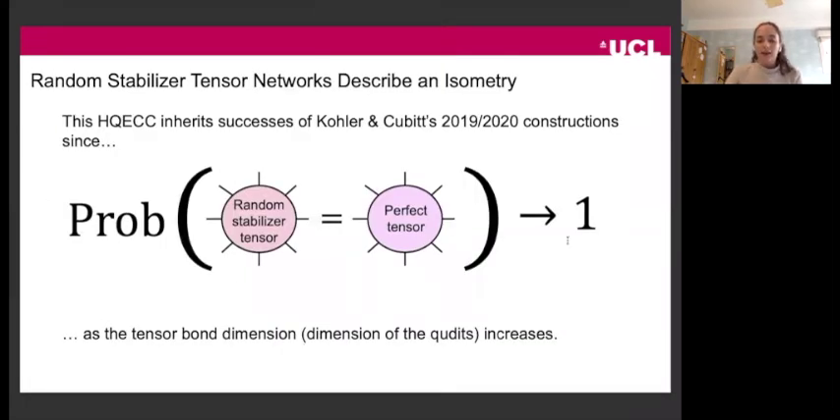So this concept that random stabilizer tensors being equal to perfect tensors going to 1 as the tensor bond dimension increased was already known from previous work. But we needed to know how the scaling went precisely with P, I'm going to call the tensor bond dimension P, and the number of tensors in the network, for this second step with the Hamiltonian simulation. So just a few more slides on how we showed the scaling.